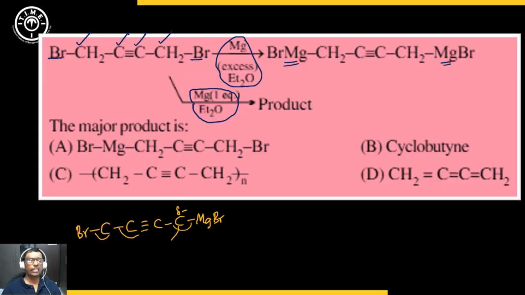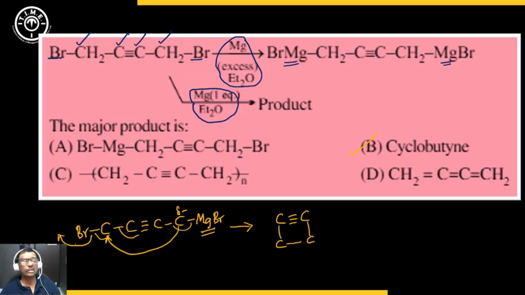It can undergo an internal nucleophilic substitution and the Br is out. So what will form? This MgBr and that Br will go out as MgBr2. So what is left now? C triple bond C, a carbon, and a bond. This should form now. In fact, this is there in option B, cyclobutane. But then in cyclobutane, look at the bond angle. This bond angle is close to 90.